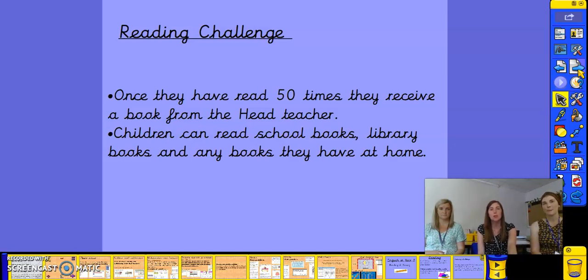We will be continuing with the reading challenge, and every time your child reads 50 times, they will receive a book from Mr. Winterburn. It's really important that we keep that reading up, even though the children have now come upstairs. Reading is such an important area of the curriculum.